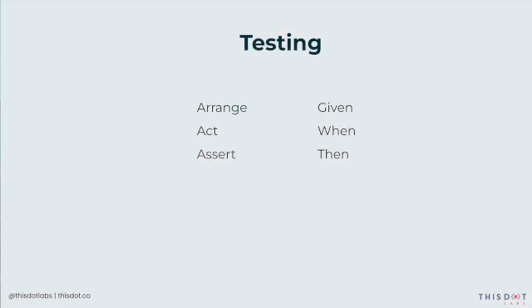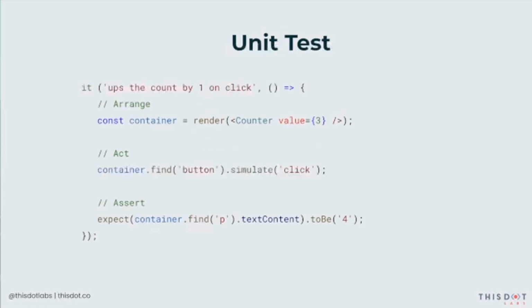So in the arrange or given phase, we're going to make sure that our components are rendered, that all the data we need is present, and that the stage is set. In the act or when phase, we're going to do something. We're going to click a button, we're going to load the page, we're going to wait for the async data fetching to happen. And then finally in the assert or then phase, we're going to look at the results and see if they match what we expected them to be.